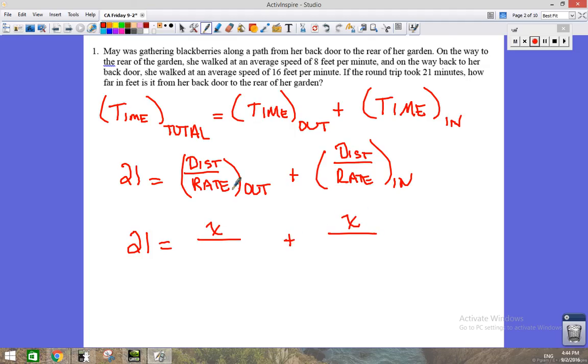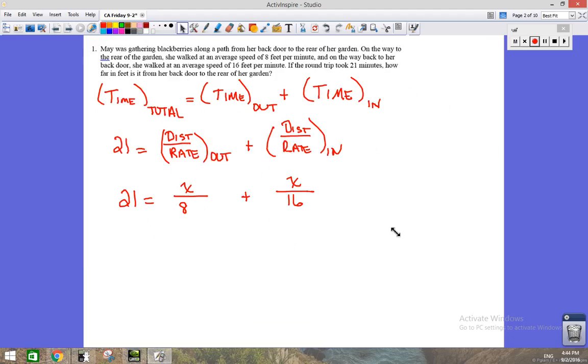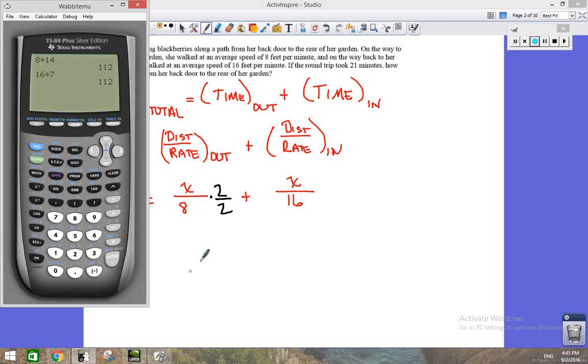We know that the rate that she walked out was, she's walking slower, 8 feet per minute, and walking back in 16 feet per minute. So we have this rational equation to solve. If we get a common denominator of 16, we'll have to multiply this by 16 divided by 16, this by 2 divided by 2, and that has the denominator we need, 16. So 16 times 21 is probably 336, but let's double check.